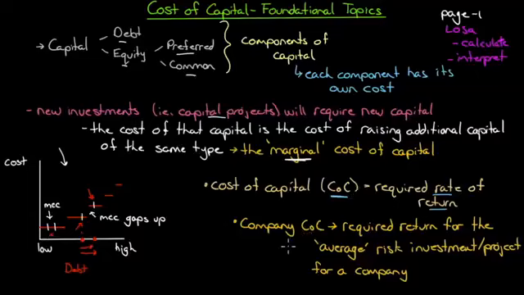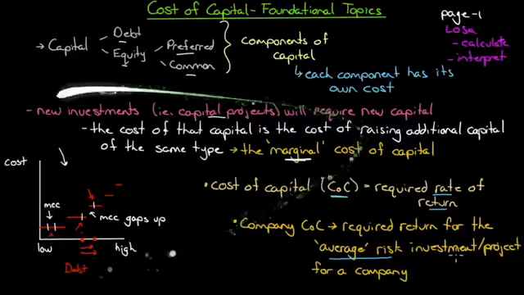The company cost of capital is the required return for the average risk investment or project for a company. So if a company is taking on a new project that has a different risk profile from the average risk profile of the average investment of the company, you would use a project-specific cost of capital, a cost of capital that reflects the risk of that particular project. However, if it's just taking on investments that look like every other investment that it's taken on, we can use a company-level cost of capital.